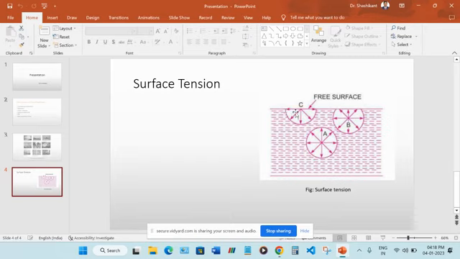Here two important points to notice: surface tension occurs only at the interface, and surface tension is not a property of the liquid alone. It is a binary property. It is a property of liquid and air. This is about surface tension. Thank you.